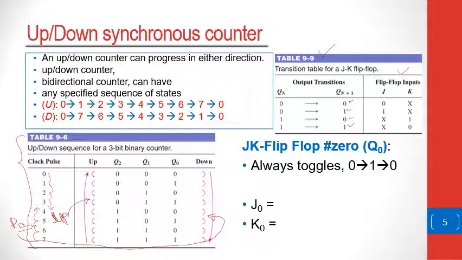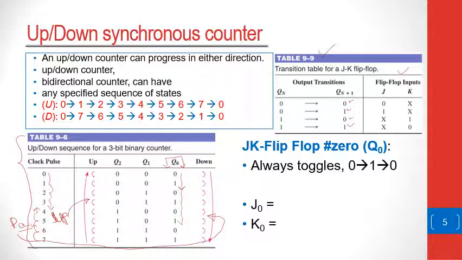So let's look first at what happens to the 0th bit of the JK flip-flops, Q0. On the least significant bit of that counter, we see that in the up count direction, the counter moves from 0 to 1, from 1 to 0, 0 to 1, 1 to 0, and so on and so forth.